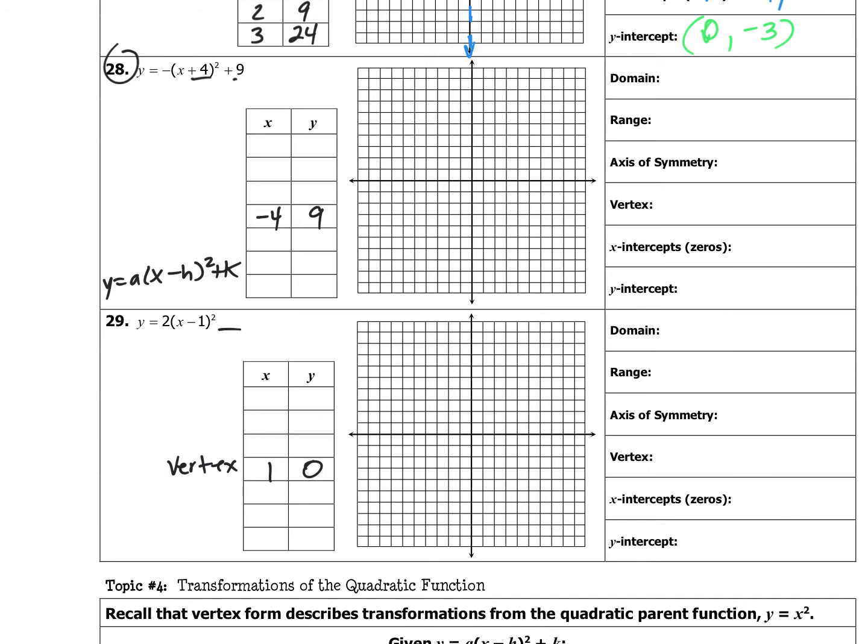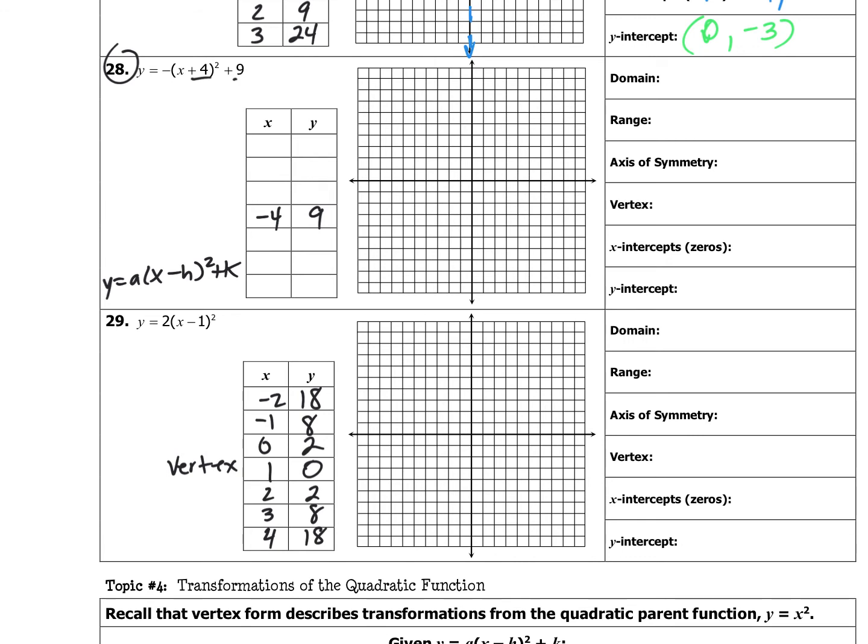All right, so let's finish up number 29. 3 values to the left are going to be 0, -1, and -2. 3 values to the right are 2, 3, and 4. Now, you're going to put this equation, just like it's written there, 2 times (x minus 1) raised to the second power, into your calculator, into your y equals, then go look at the table. When you do that, you should get the y values corresponding with these x values, and those are 18, 8, and 2, and they reflect, so it's 2, 8, and 18.